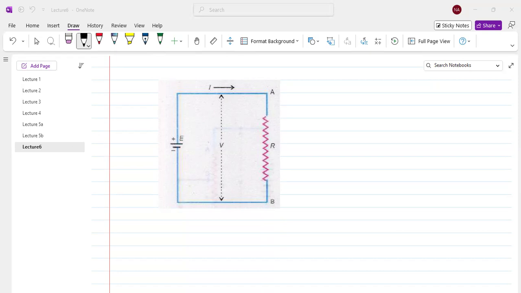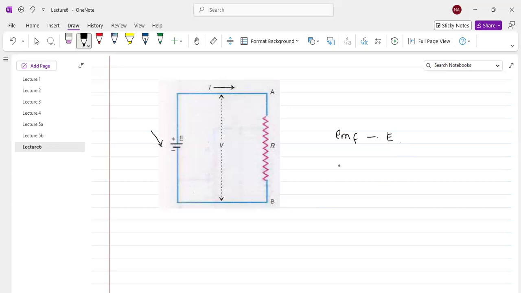For that, as in your book, there is a simple circuit shown where there is a battery connected with a resistor. The battery has the voltage, potential difference E. The name of the battery is E. Sometimes we also talk about the EMF of the battery, so sometimes this EMF of the battery is denoted by E.